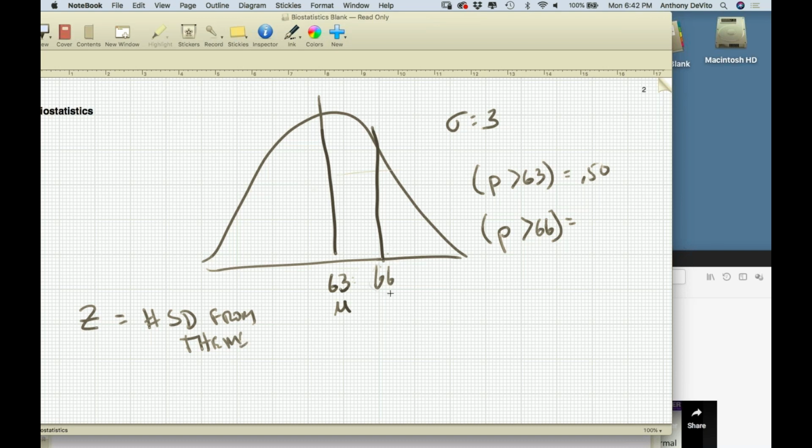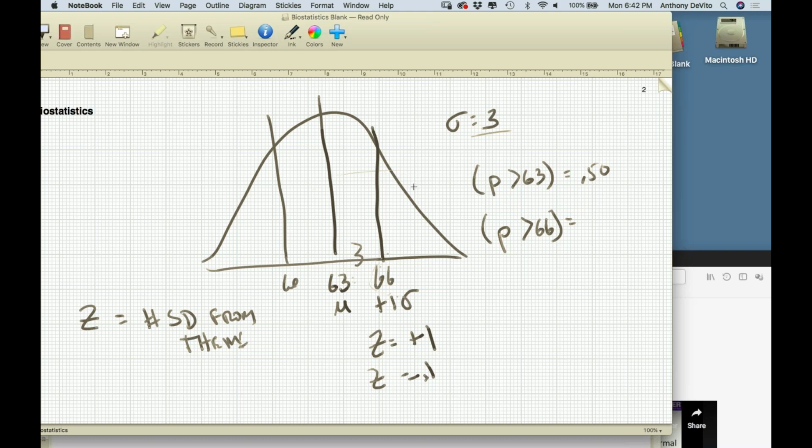So 66 is one standard deviation above the mean. It's 3 above the mean, so it's one standard deviation above the mean. Another way of saying that is that it has a z-score equal to +1. If I had looked at 60, for instance, that would have a z-score of -1, or one standard deviation below the mean.